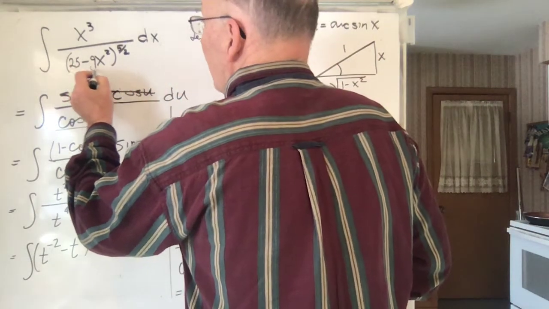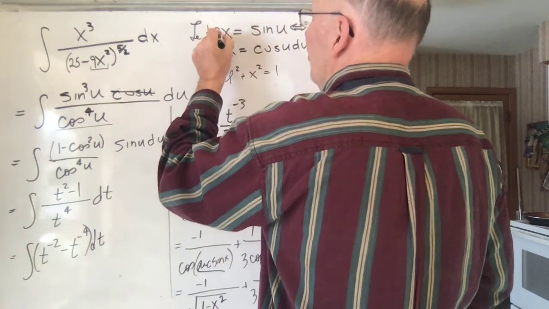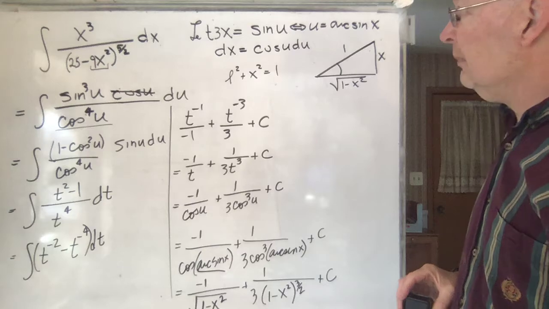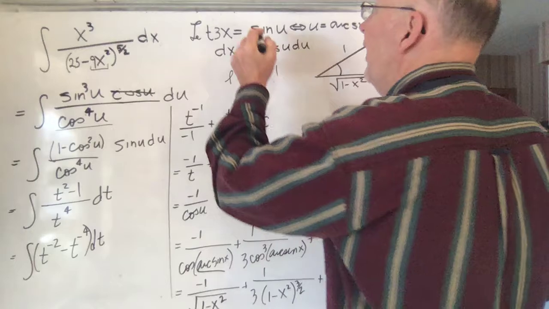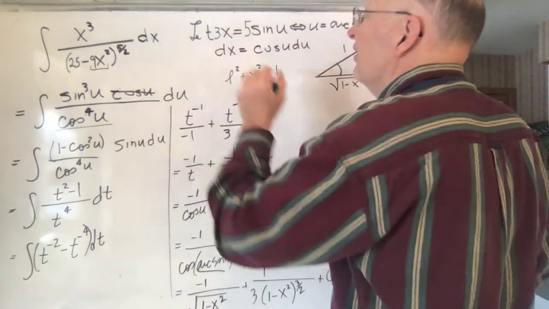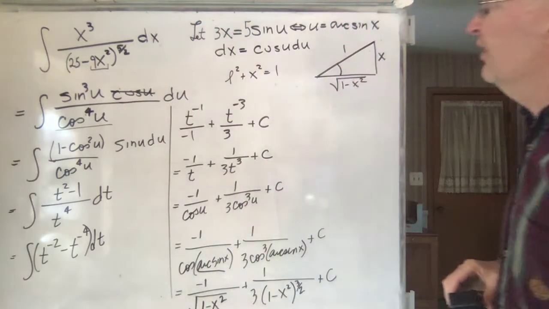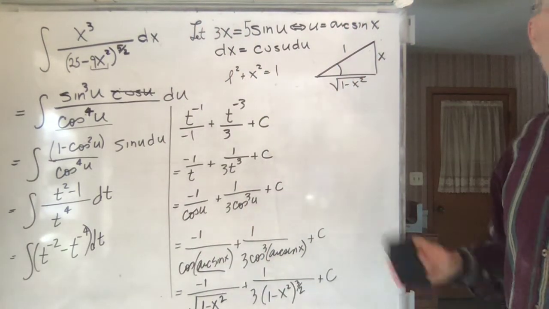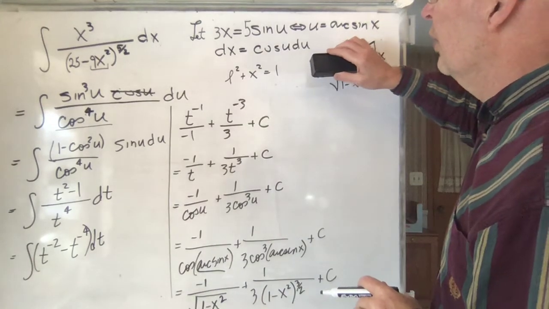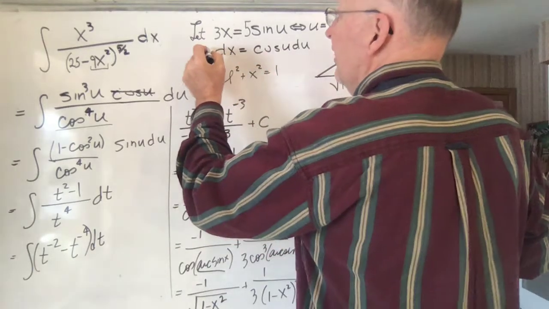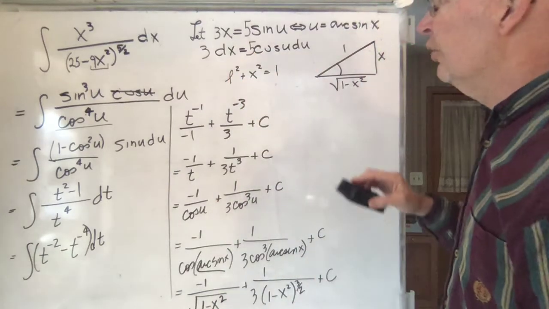You take the square root of this number. Instead of an x, it's going to be 3x. So let 3x equal the square root of this number, which would be 5, equal 5 sine of x. Let 3x equal 5 sine of x. After that, everything is just the same. Let's just see. 3dx is going to be 5 cosine of u du.